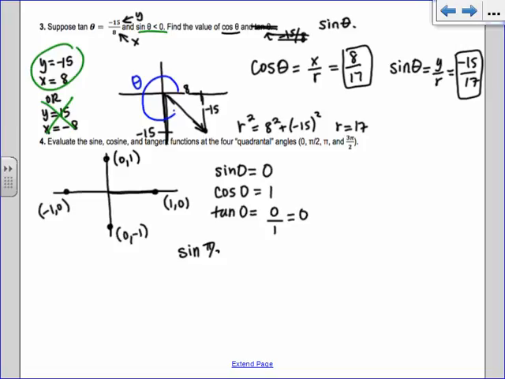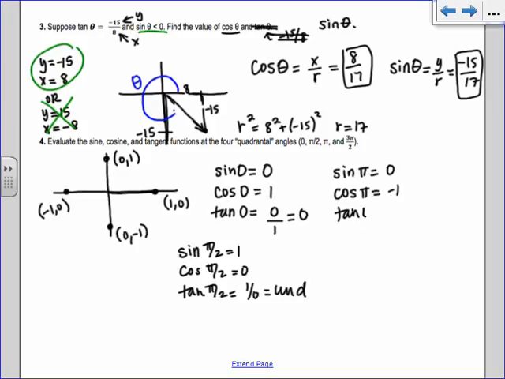So like the sine of pi over 2, so now we're using up here. So it's going to be the y value, which is 1. Cosine of pi over 2 equals 0. Tangent of pi over 2 equals sine over cosine, so it's undefined. And then we talk about pi, so we have sine of pi is going to be 0, cosine of pi is -1, and tangent of pi, oops, I keep doing tangent of theta. Tangent of pi is going to be sine over cosine, which is 0.